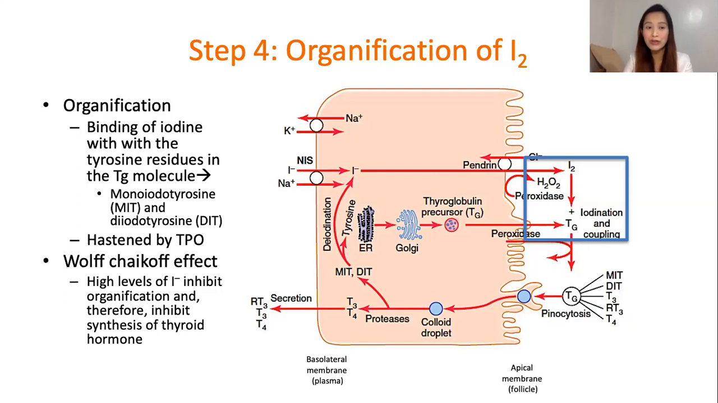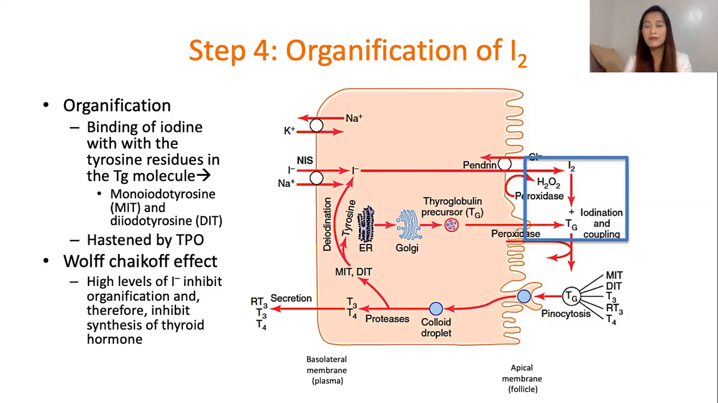We now introduce the Wolff-Chaikoff effect. The Wolff-Chaikoff effect is a phenomenon that happens when you have very, very high levels of iodine. Normally, you would think that if you give lots of iodine, lots of ingredients for thyroid hormone synthesis, it will actually increase thyroid hormone production. But in fact, in the Wolff-Chaikoff effect, if you give a patient high levels of iodine, it will actually inhibit organification and therefore inhibit thyroid hormone synthesis.